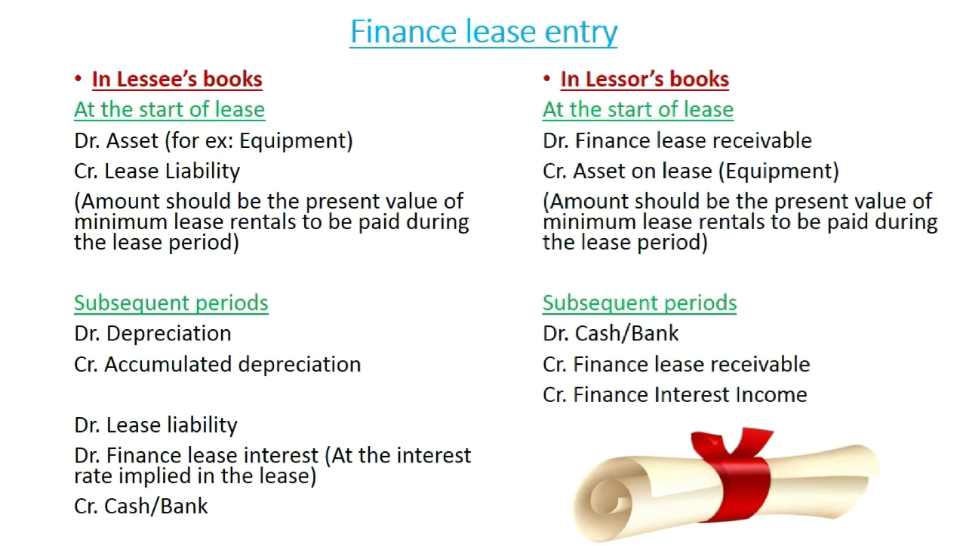Now in the lessor's books, at the start of the lease, we'll debit finance lease receivable and credit asset on lease, the asset that has been given on lease. This amount should be the present value of minimum lease rentals to be paid during the lease period. In subsequent periods, we have to debit bank and credit finance lease receivable and finance interest income at the time of receiving lease rental from the lessee.